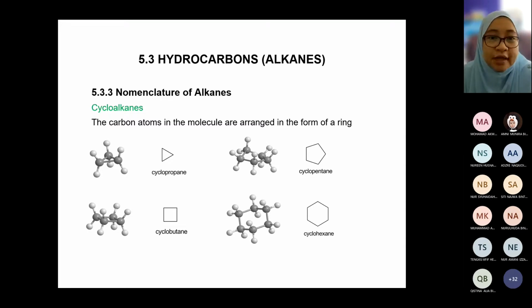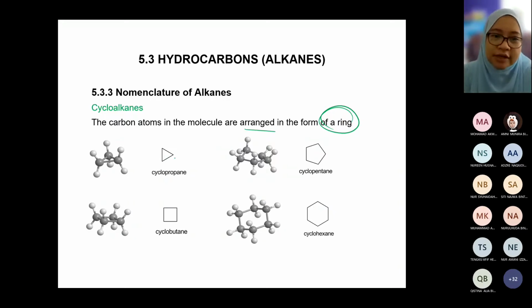Okay, let's move on to cycloalkenes. Cycloalkenes, that means the carbon atoms in the molecule are arranged in the form of a ring. Okay, in the form of a ring. So just now it is an open chain. Those are open chain. The one that we had earlier are all open chain. Maksudnya terbuka chain dia tu. But this one dia punya carbon meet carbon. Okay, dia cyclic in a form of ring.